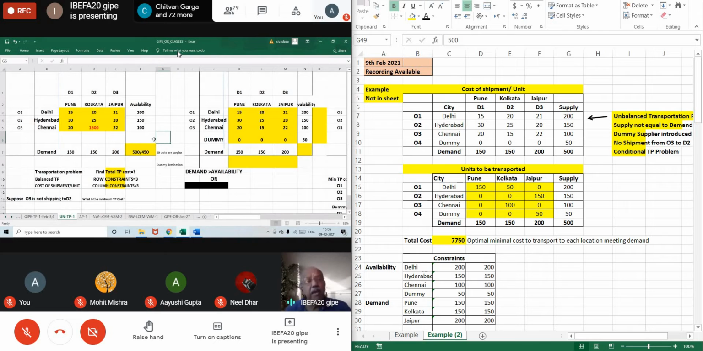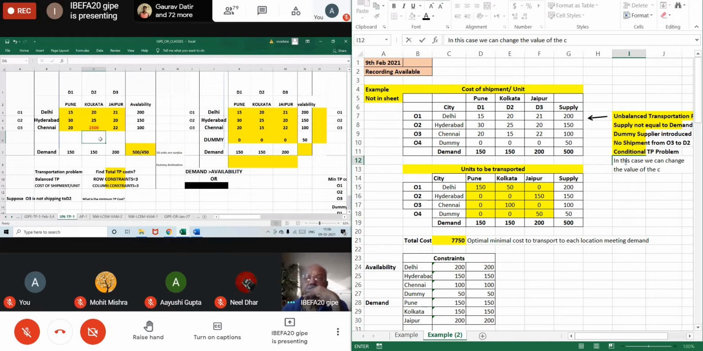So you can take any number, 2000, 3000, anything. I gave 1500 because initially it is 15. So let it be 1500 to remember. Try it, apply northwest corner, VAM, LCM, allocation will come, but the solver will never give the allocation there. How many of you understood the logic?